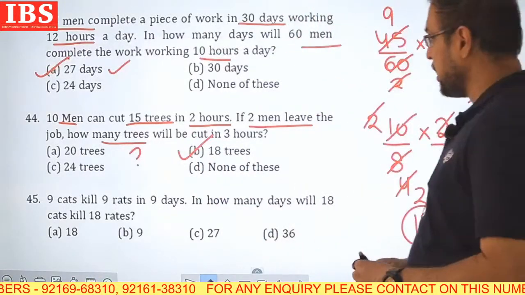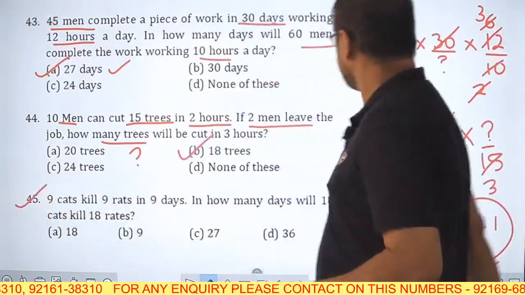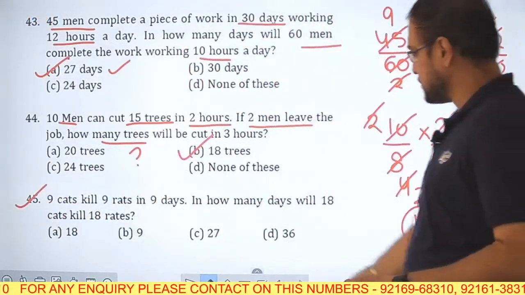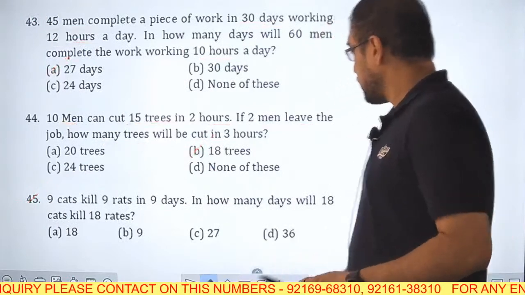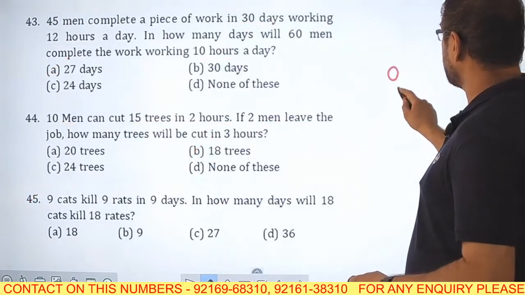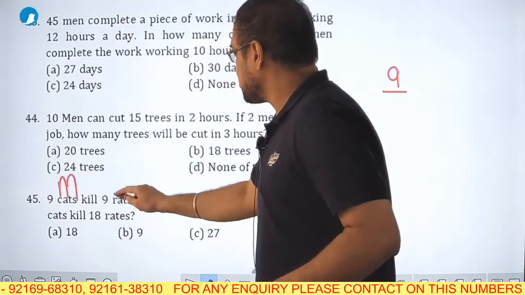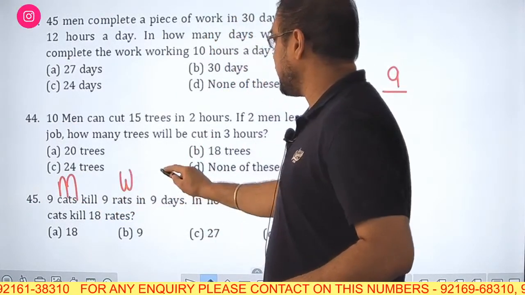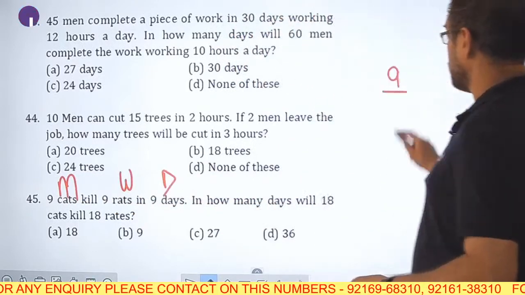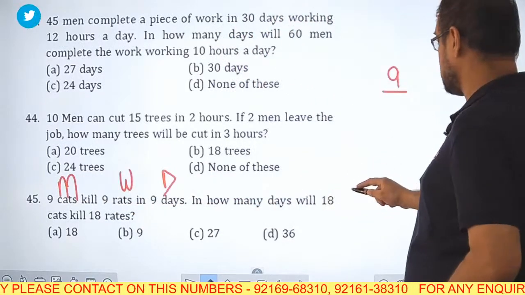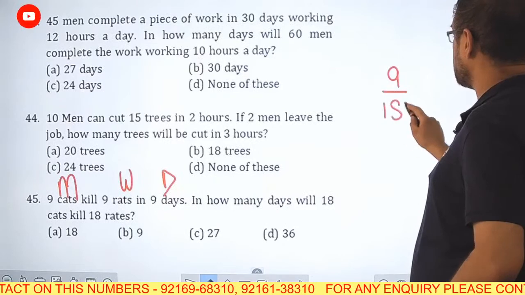Okay. Let's do 45th now. Easy question again. Very easy. 45th says 9 cats. These are actually number of men, and this is the total work that is done in 9 days. This is days. So 9 upon 9 cats, and this time it is 18 cats.